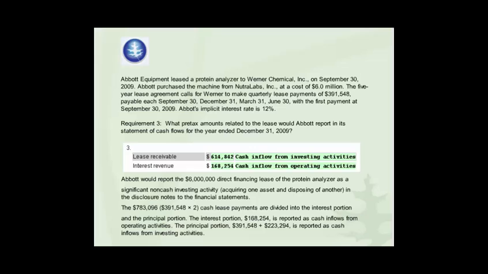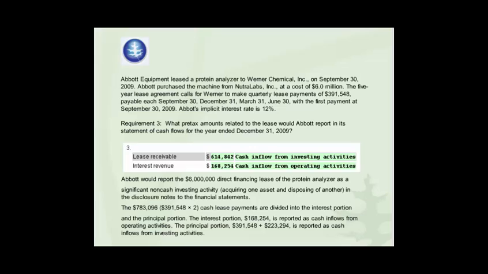Now, Abbott would report the full $6 million direct financing lease of the protein analyzer as a significant non-cash investing activity, right? They acquired one asset and disposed of another, but there was no cash involved. And that would appear either on the face or in a schedule on the face of the cash flow statement or in the disclosure notes to the financial statements.